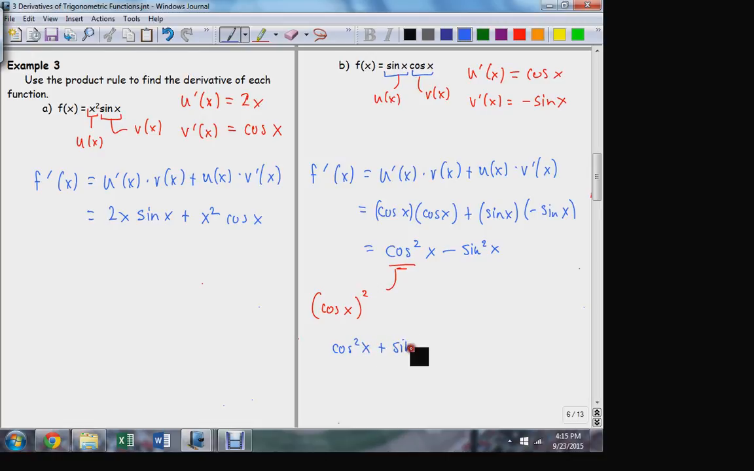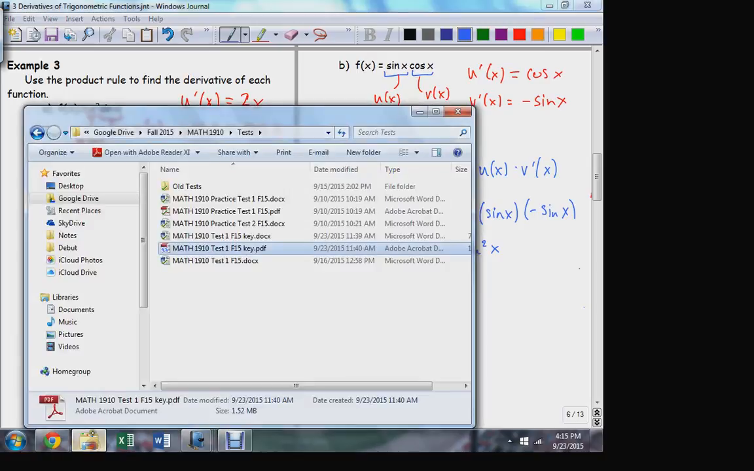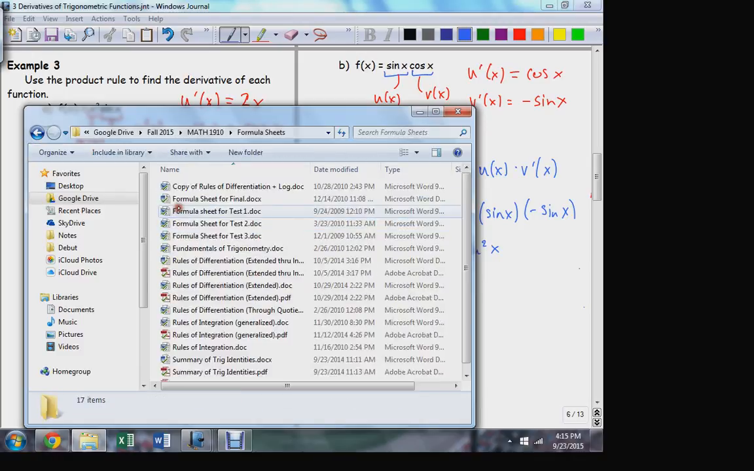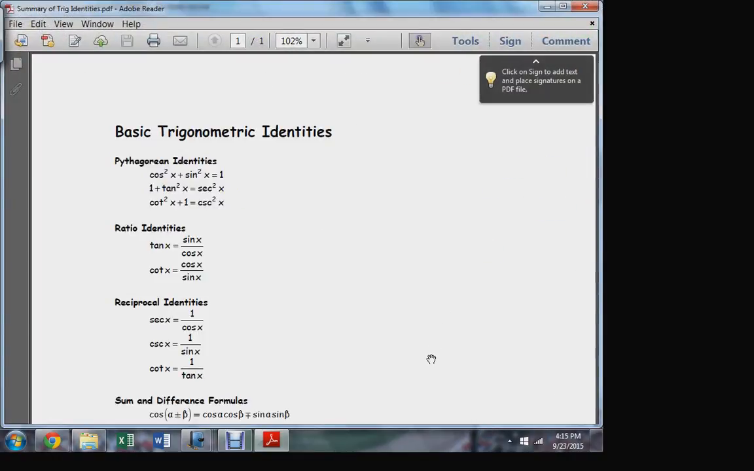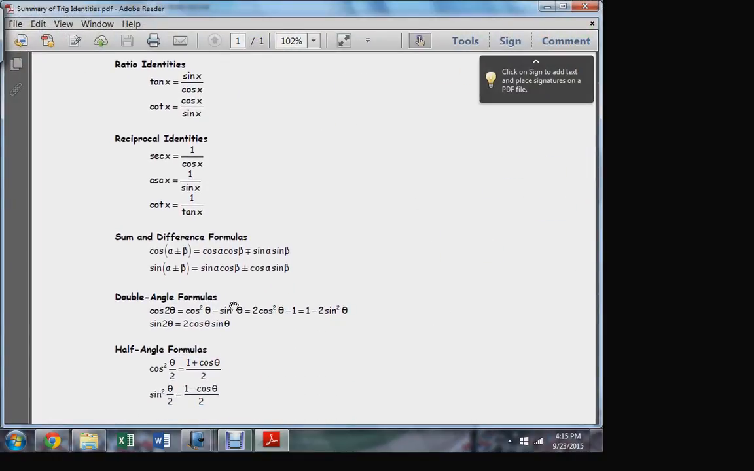What do I get from the sum of squares? There is the fundamental identity in all of trigonometry. The sum of squares of sine and cosine doesn't depend on the variable. It's always equal to 1. What about the difference of the squares? What is it equal to? Let's see here. Where is it? There it is. Yeah. Now I remember seeing that. It's a double angle formula for cosine.